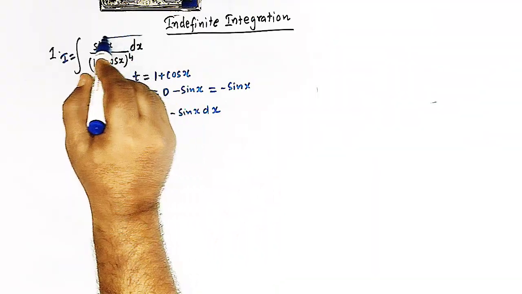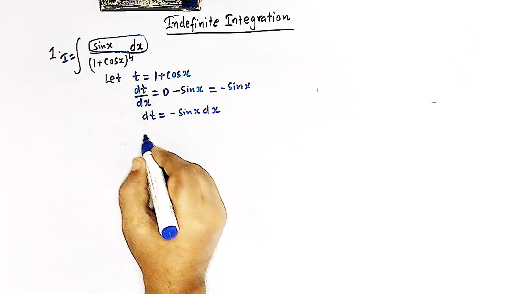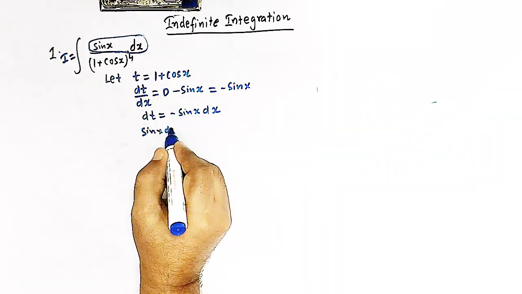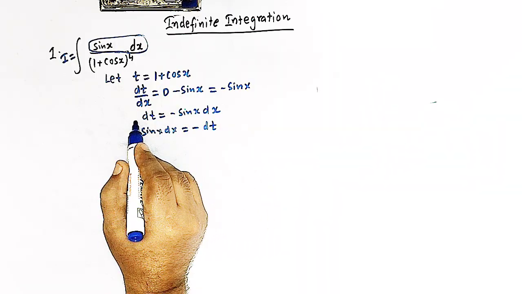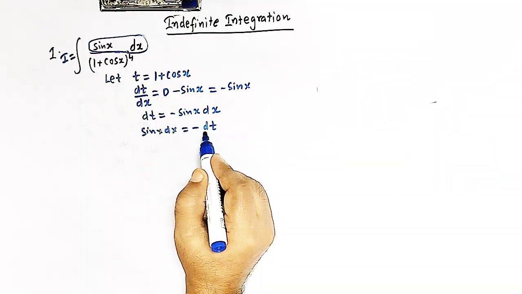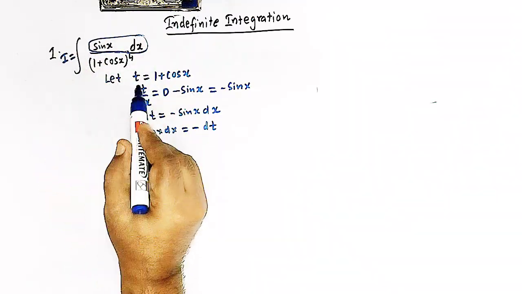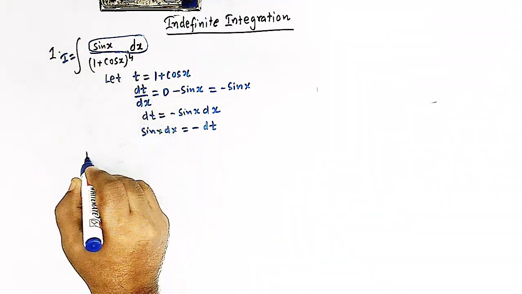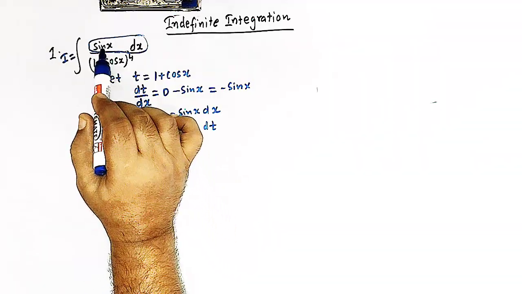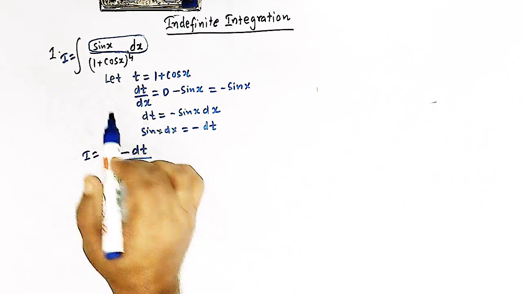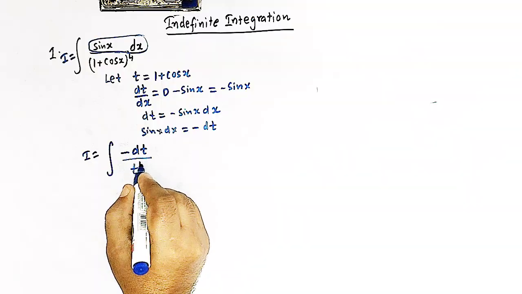So now here for this term, that is sine x dx, we can now take here minus dt. So we can take this negative sign to this side, so that sine x dx is equal to negative of dt. So now we can write this integral I in terms of t. So we have I is equal to minus dt for sine x dx, and here for 1 plus cos x we can write t. So we have a t raised to 4.